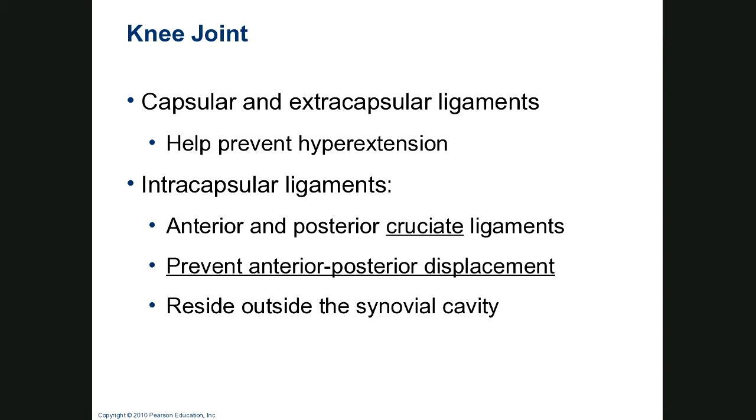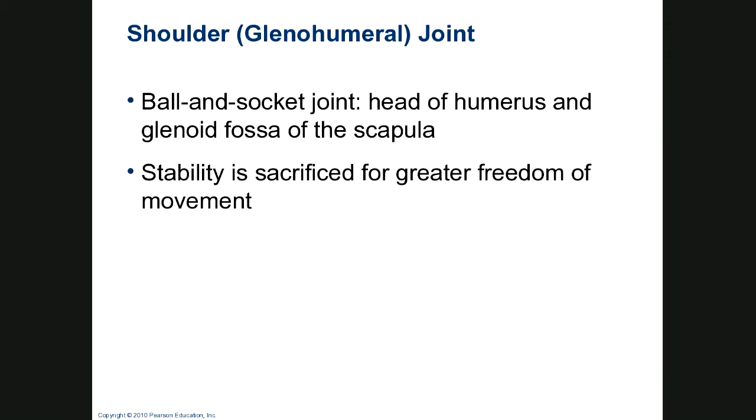Okay, now the knee joint is the next one we're going to talk about. It has capsular and extracapsular ligaments. Oh, we were on the knee joint. This thing's totally crazy. It's just going everywhere. There we go. Now we're back.